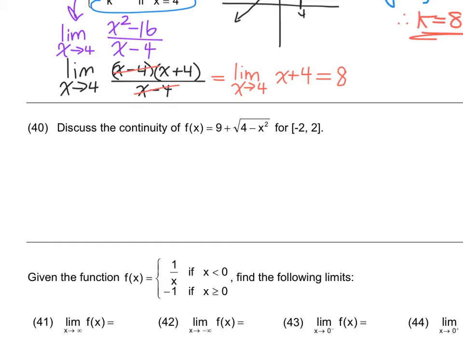If we're going to address continuity, we've got a lot of things going on, but first and foremost, I want to know where the function exists. Anything that doesn't involve a negative under the radical is going to be good to go. So I'm going to do 4 minus x squared. I want that to be greater than or equal to 0.